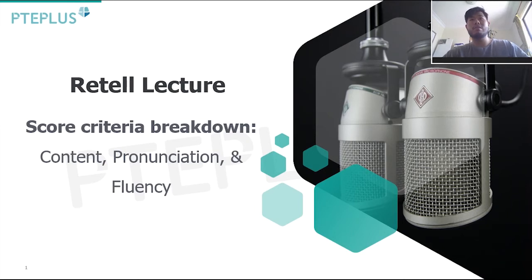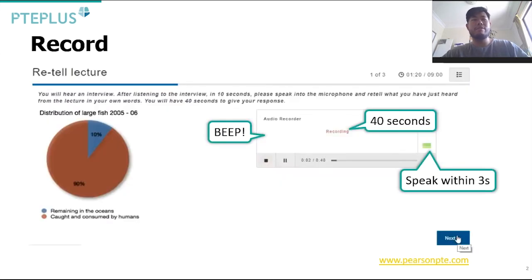The main topic for this lesson is Retell Lecture, and in particular we're focusing on the score criteria breakdown: content, pronunciation, and fluency. So let's give everyone a reminder of what the recording screen looks like.